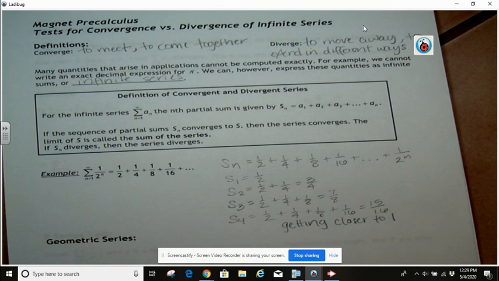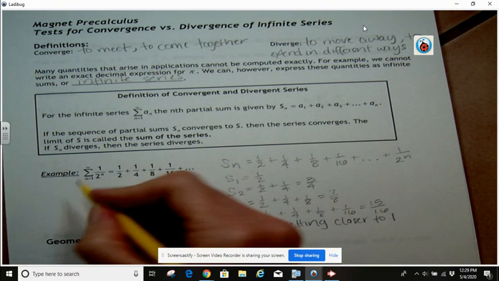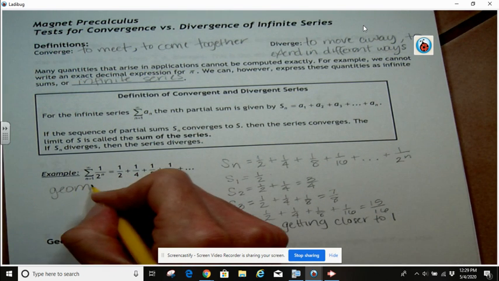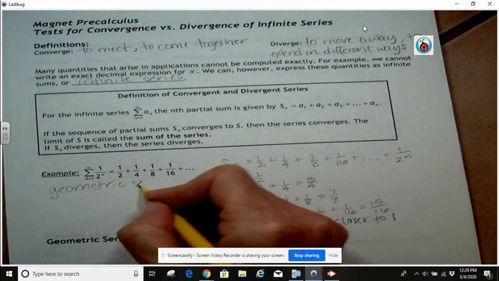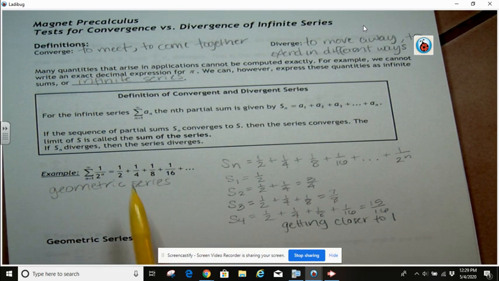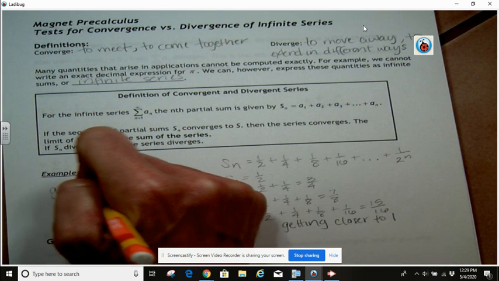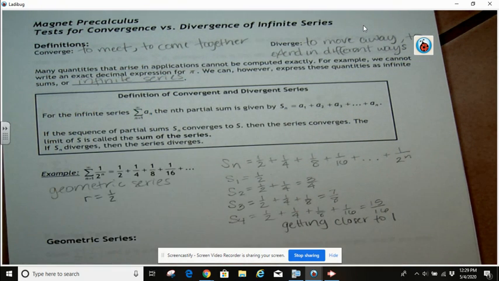Now, we've already seen this pattern before. This is an example of a geometric series. We know that because we can determine that there is a common ratio. If you multiply by 1/2 each time, you will get from any term to the next term. So it's a geometric series if the pattern has a common ratio, and this does. It has a common ratio of 1/2.